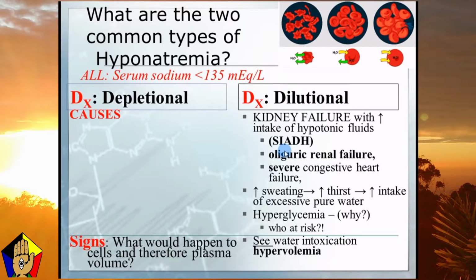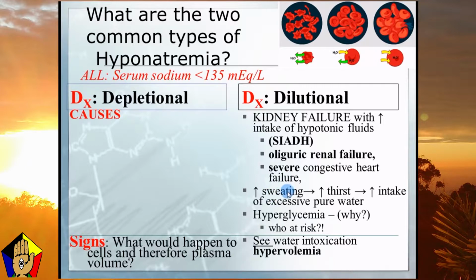Oliguric means decreased kidney function, decreased urine output, basically. So you're retaining more water. It could be things like severe congestive heart failure. You're not pumping blood to the kidney, so the kidney can't get rid of that extra water. All of these, you can see, revolve around kidney issues. So ADH working on the kidney slowing down urine output, or less blood getting to the kidney.